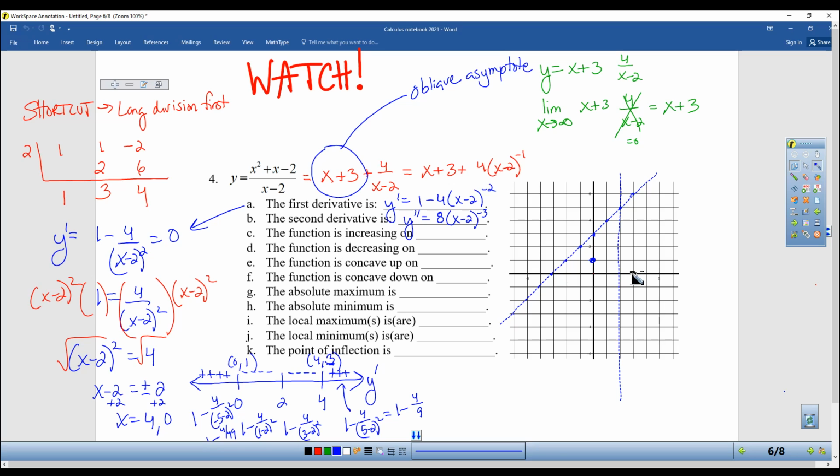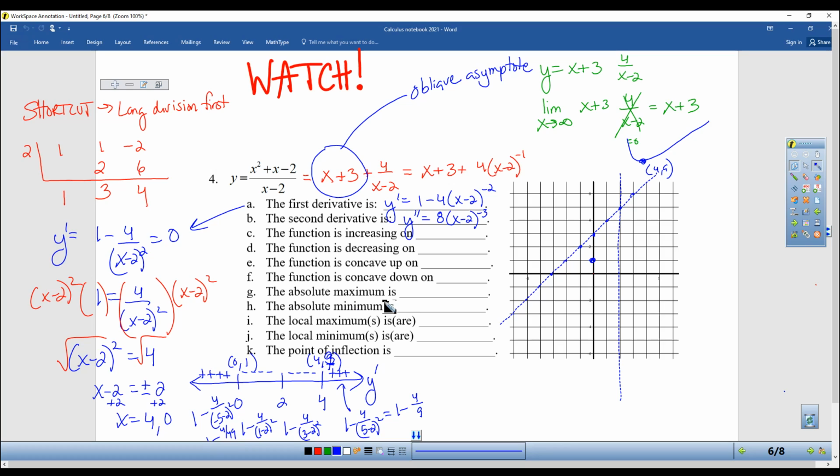So 1, 2, 3, oh, sorry, not 3. Terrible math there. 9. 1, 2, 3, 4, 1, 2, 3, 4, 5, 6, 7, 8, 9. So that problem way up there is 4, 9. Something like that. Can't even see it.